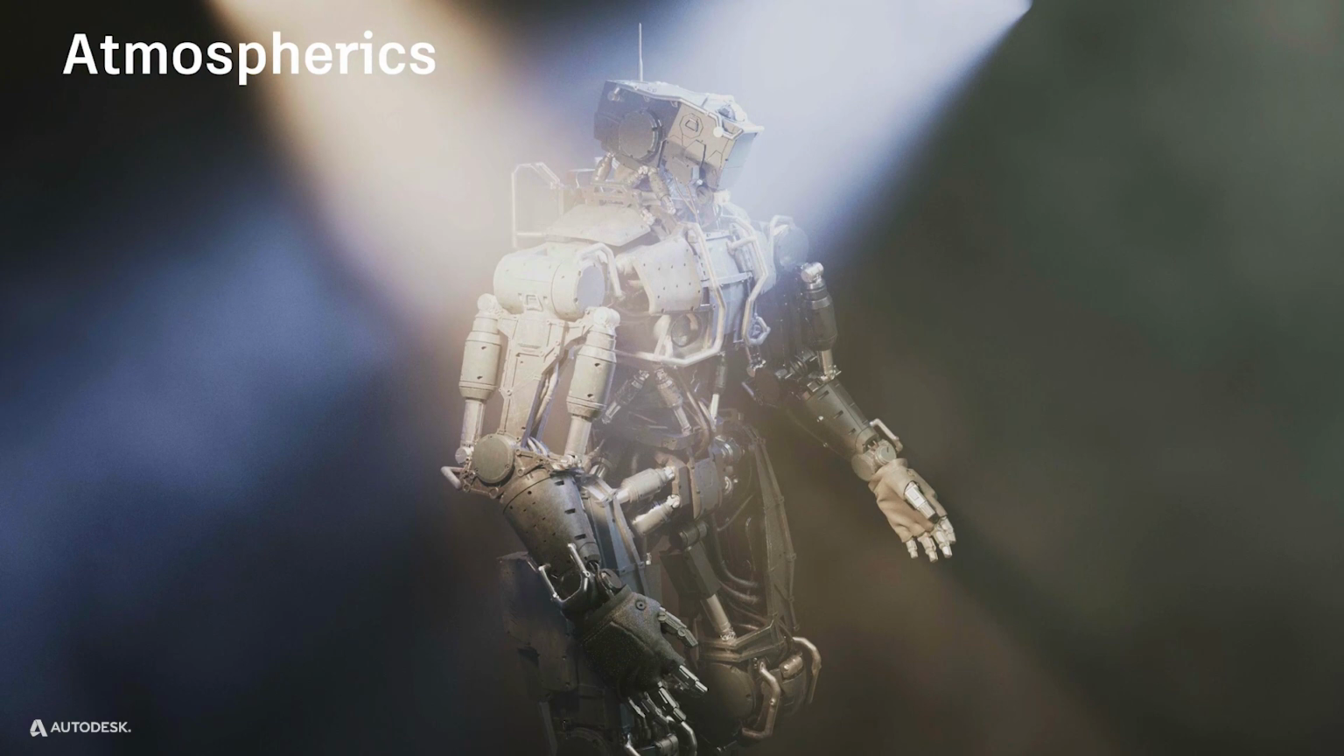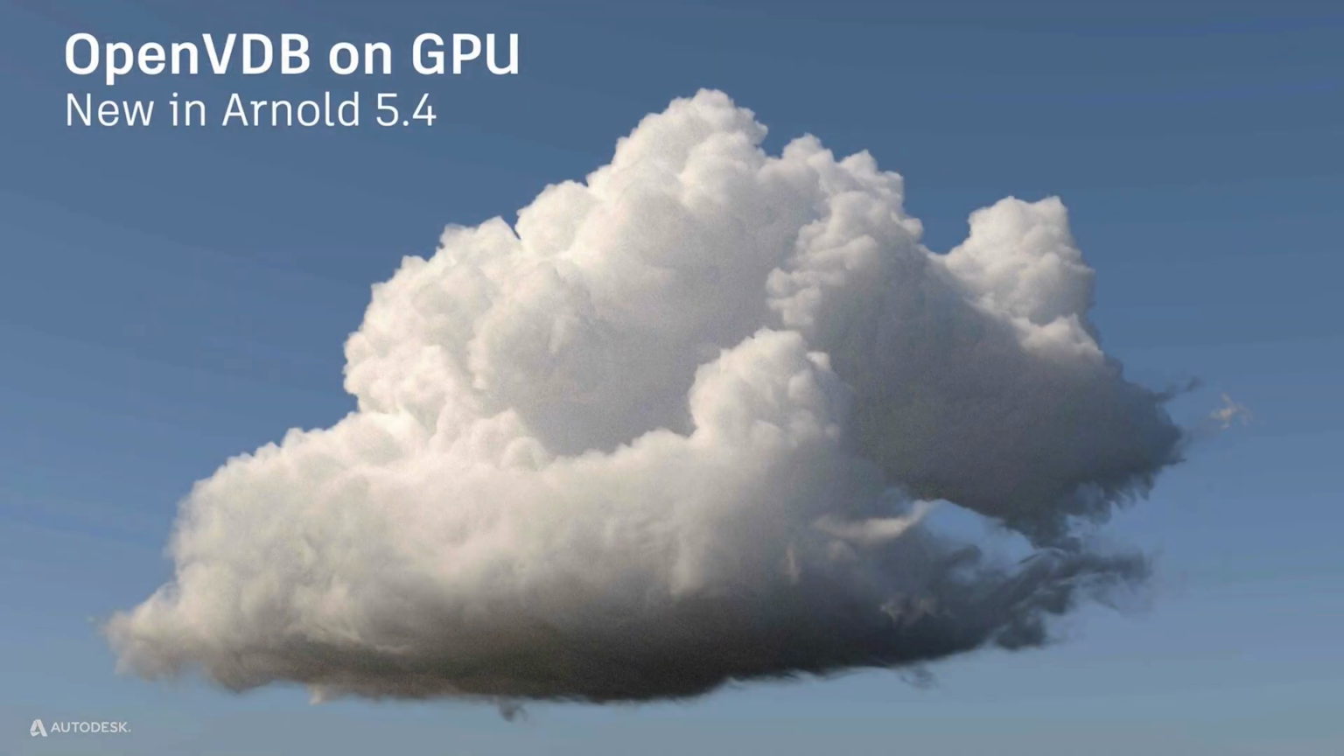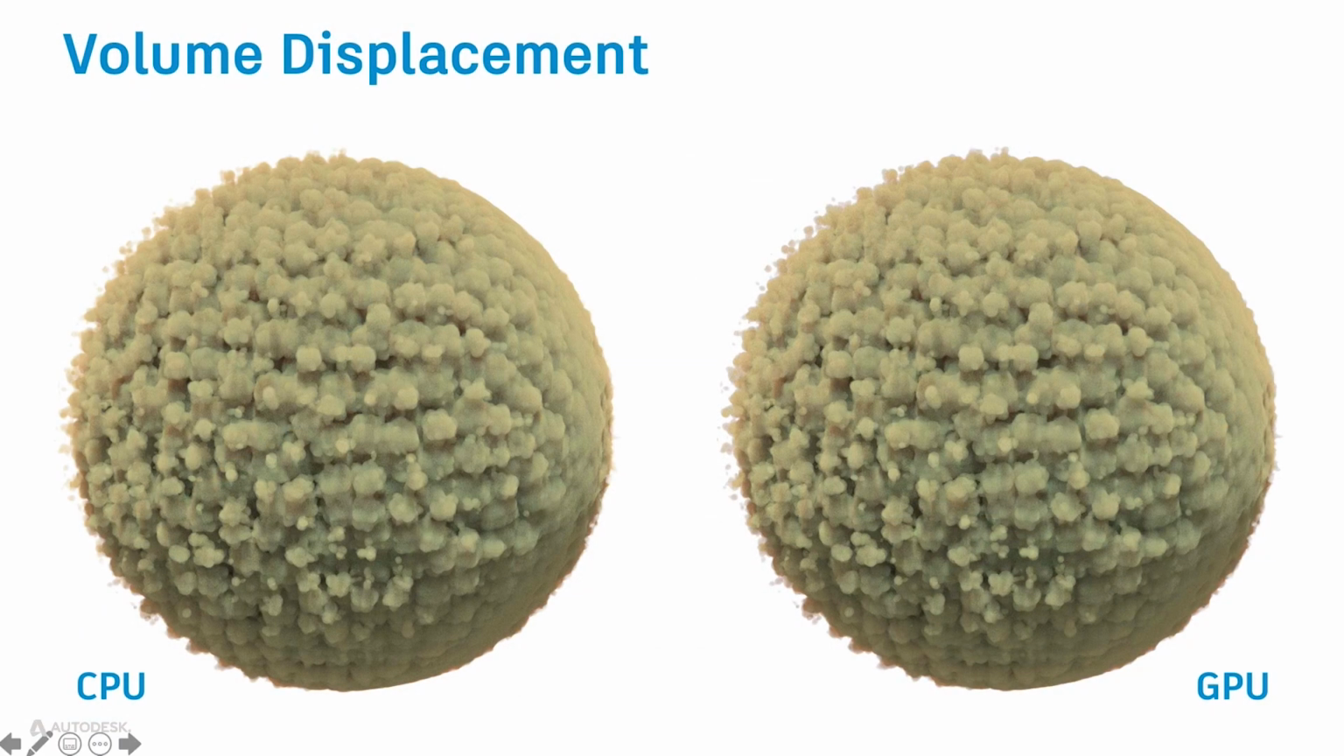And the next thing I'm going to announce for Arnold 5.4 on the GPU is that we're introducing initial OpenVDB support. This is not going to work as well as on CPU, at least at first. It's an initial implementation. It's likely to require more memory, but it is there, and it will be shipping tomorrow. And we're also adding volume displacement. And as you can see, a good match between CPU and GPU.